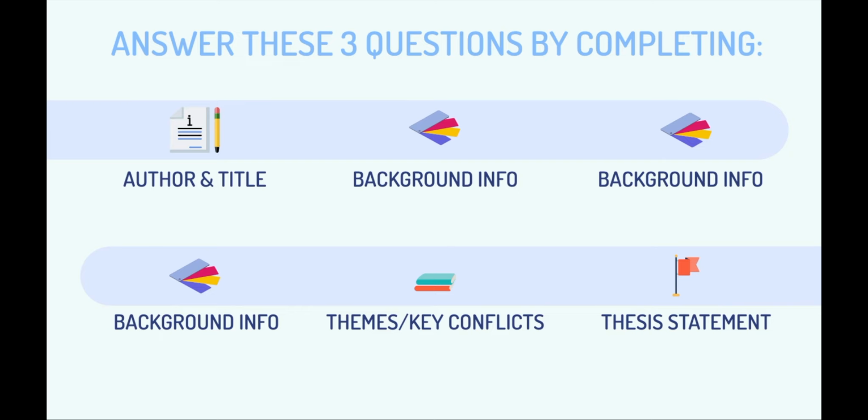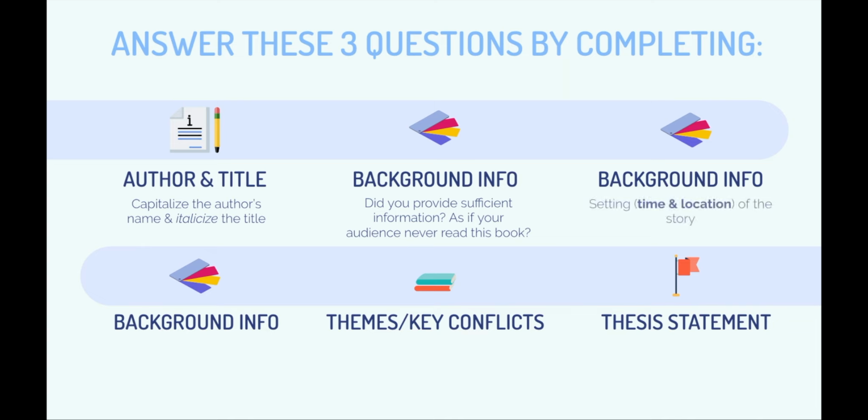So here's that checklist again. We're going to start off with the author and title. You want to make sure that you capitalize the author's first and last name and italicize the title. Background information. There are 3 parts over here because there's a lot of background information and different ways that you can introduce this information. You could ask yourself, did you provide enough information, as if you gave enough summary to tell your reader about the book but not giving away too much, or especially enough about the book that's related to the essay prompt that you're choosing.